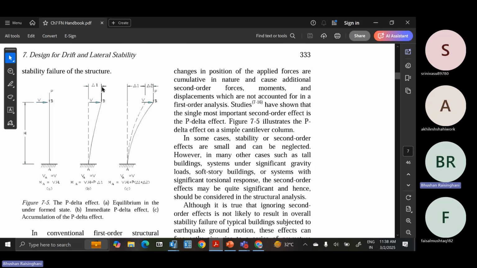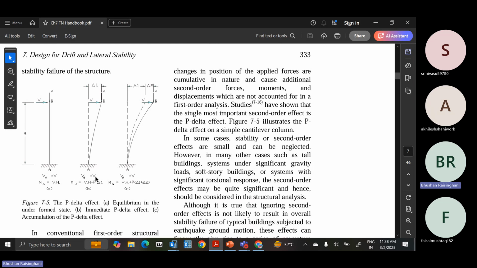So this is what we are doing in the software also. In the preset P delta option, we are giving 1.2 times the dead load plus 0.5 times the live load. This is the similar situation we are doing in the software. So we are moving the column a bit and then applying the loads and doing the analysis after that. Okay, so this is what will happen.